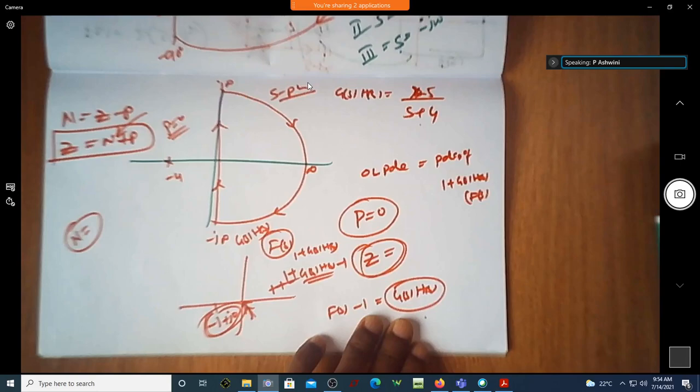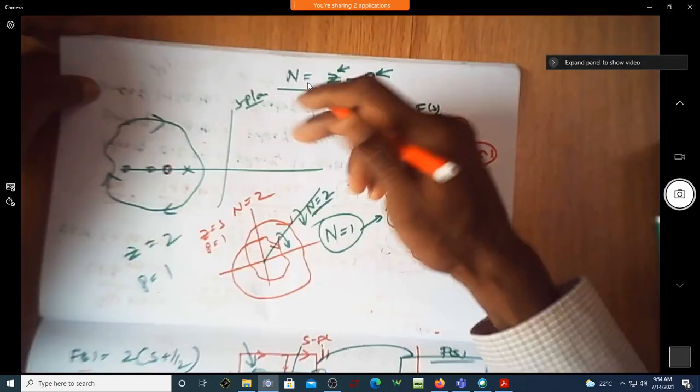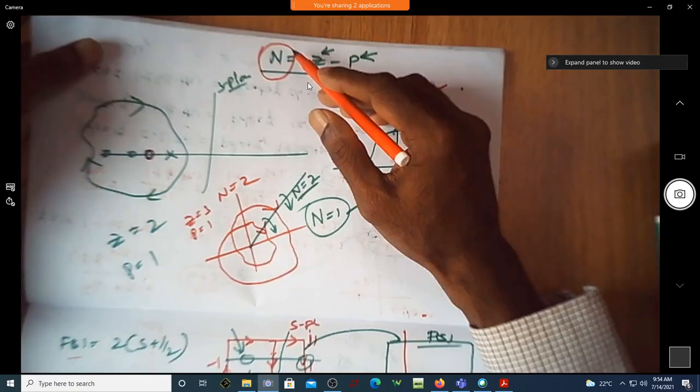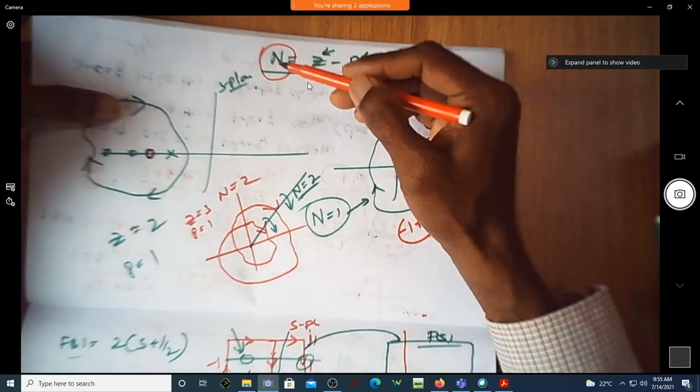Why we started with F(s) is because that's how N is defined. N is the number of encirclements of the origin by the contour in the F(s) plane. So we are trying to slightly redefine the value of N by taking this as the G(s)H(s) plane. So what is the new definition of N? N is nothing but the number of encirclements of minus 1 plus j0 by the contour in the G(s)H(s) plane. Correct?